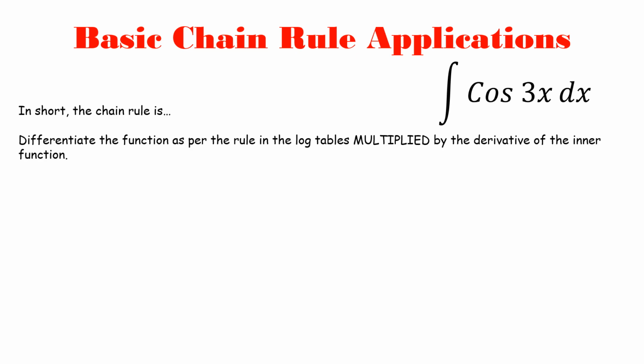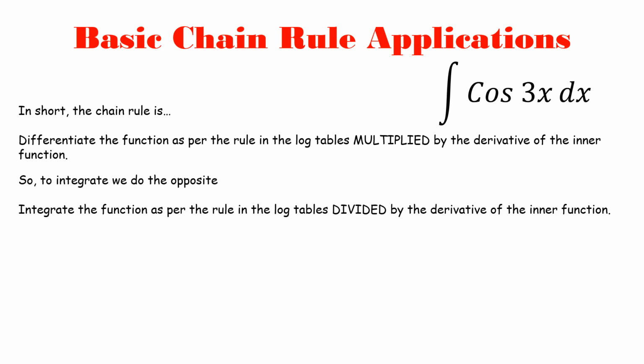Remember that if we want to differentiate with the chain rule, we differentiate the function as per the rule in the log tables, and then we multiply by the derivative of the inner function. To integrate, it's the opposite. We're going to integrate the function as per the rule, and then divide by the derivative of the inner function. When we looked at the integration at the start of the video, the order there was really important because we had a division and a subtraction. Here, because it's a multiplication and division, the order is not as important. We're not going to panic. If you divide by the derivative first and then integrate, you're going to get the same answer.